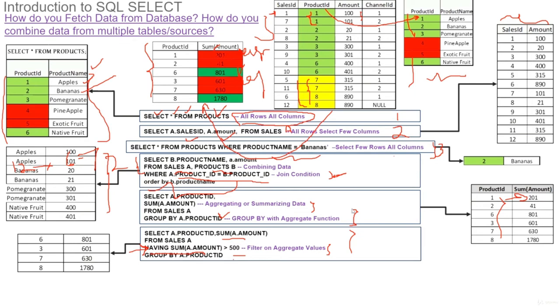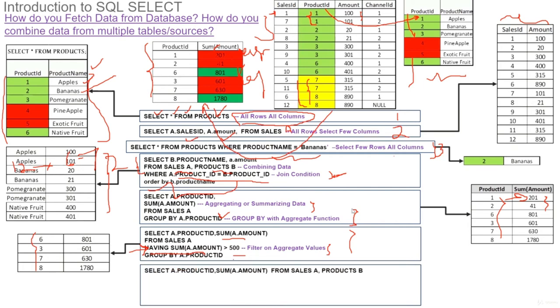Okay, so when I do that, this is what I get. So all the sum of sales where the sum of sales is greater than 500 is listed here. And if you take a look at the previous query output, 201 and 41 for product ID 1 and 2 are not listed because their sum of sales or sum of amount is less than 500. Okay, and not even equal to 500 actually.